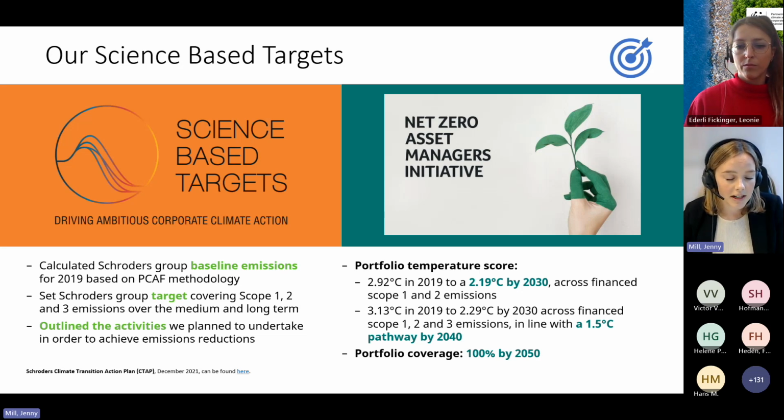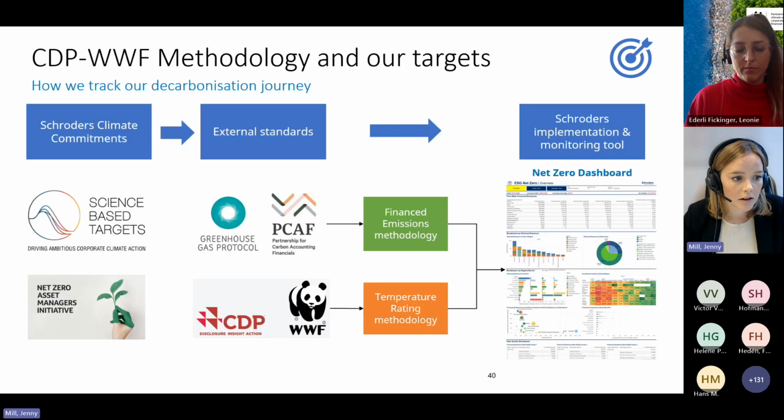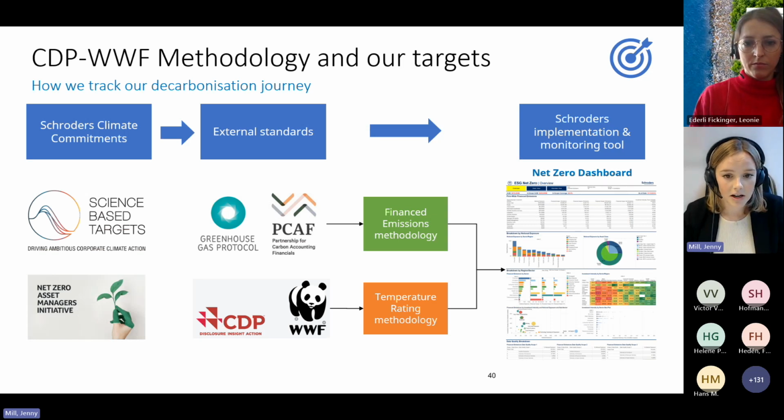We followed SBTi guidance on target setting, which offered several options for financial institutions to set targets, one of which is the CDP-WWF Temperature Rating Methodology. In choosing CDP-WWF, this ensured that we were taking the steps necessary to meet our commitments under the Net Zero Asset Managers Initiative and SBTi, as I mentioned. And there's a couple of reasons why we chose this one over the other options that SBTi set out.